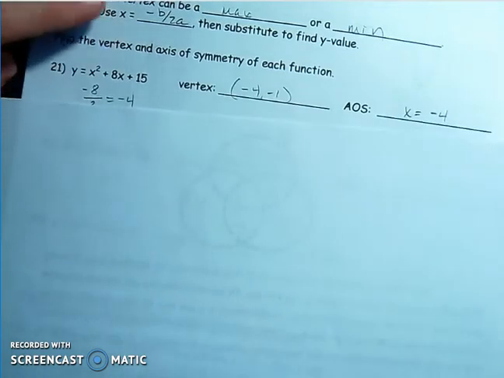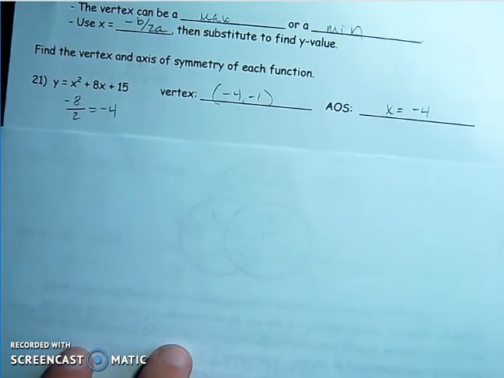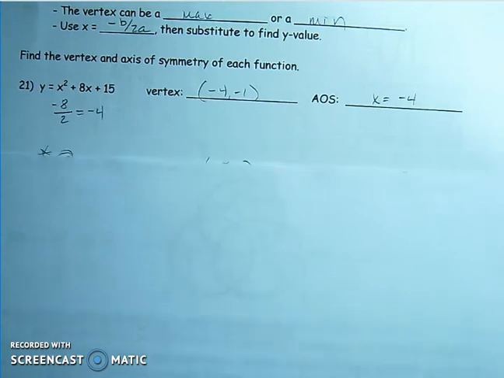So in the first one, in 21, the vertex is at negative 4, negative 1, x equals negative 4. And if you remember, this is a minimum at negative 4, negative 1, so minimum of negative 1. Because a is 1, it opens up.